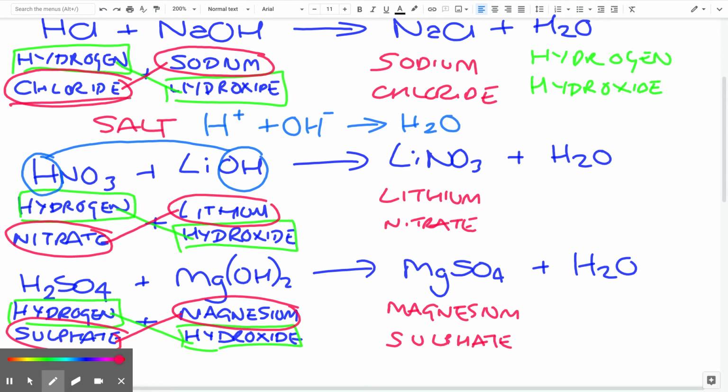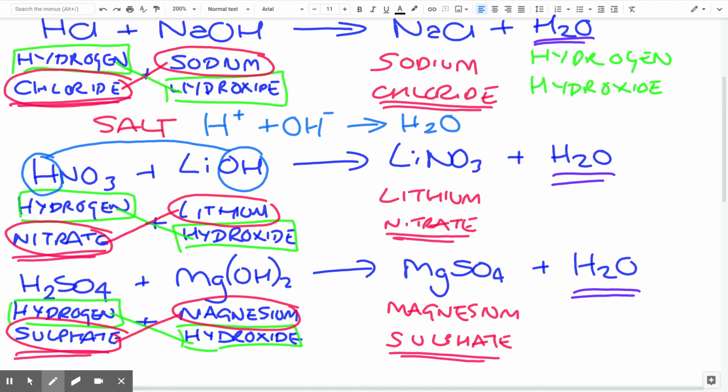If we used hydrochloric acid, we would produce a chloride. If we reacted nitric acid, we would produce a nitrate. If we used sulfuric acid, we produce a sulfate. We always produce water. Water is always produced, hydrogen hydroxide. That's always produced. So it allows us to get a very generic overall reaction of an acid plus an alkali, or base sometimes, to produce a salt plus water.